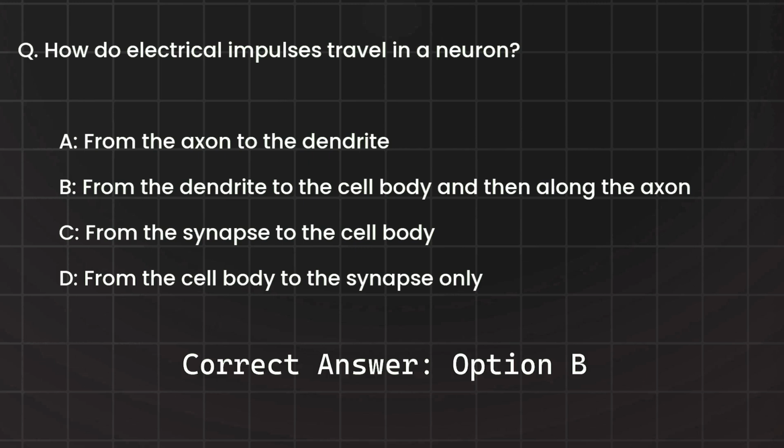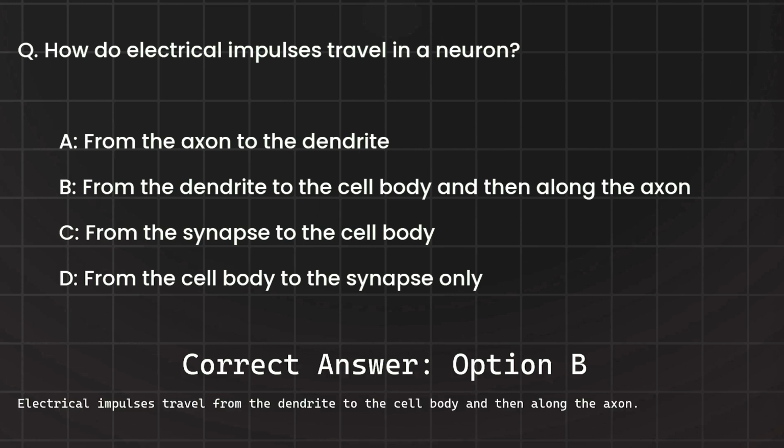The correct answer is option B, which is from the dendrite to the cell body and then along the axon. Electrical impulses travel from the dendrite to the cell body and then along the axon.